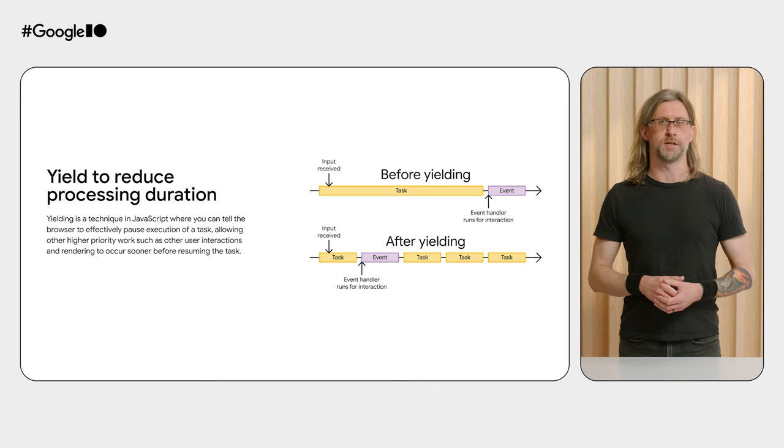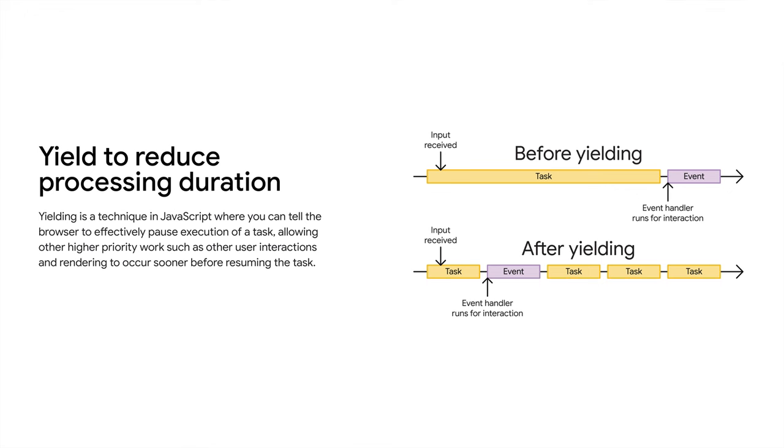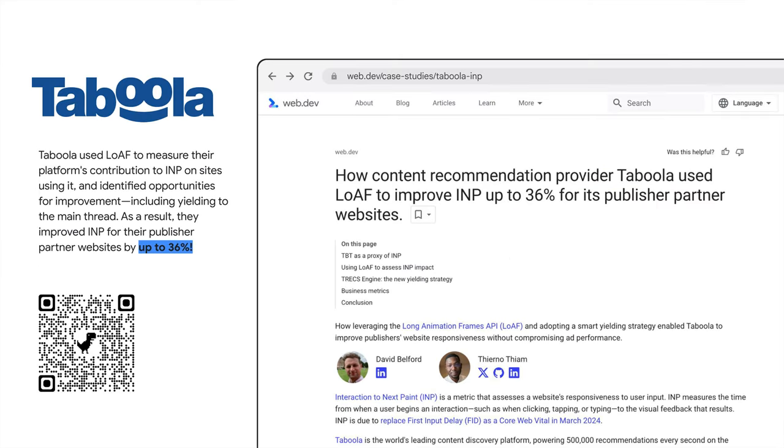Long processing durations are caused by long tasks that block the main thread. An effective way of dealing with them involves a strategy known as yielding, where you instruct the browser using JavaScript to pause execution of the current task to allow other interactions and rendering work to be done on the main thread before resuming that task. Yielding can be an effective optimization. Taboola took this approach on their platform to break up long tasks so that sites embedding their code could be more responsive. As a result, Taboola's publisher partner websites saw an INP improvement of up to 36%.